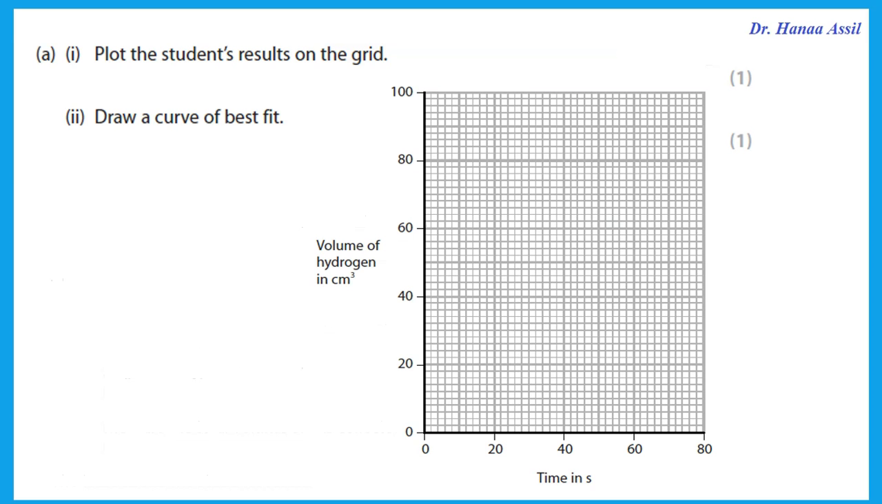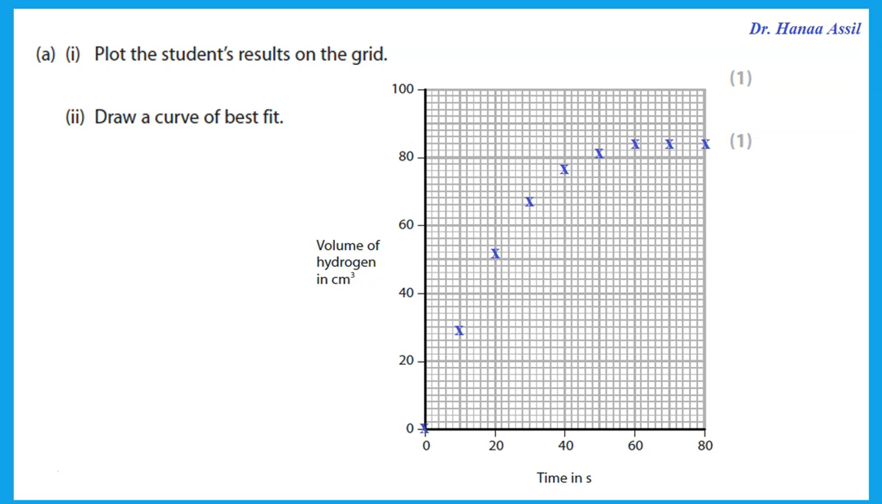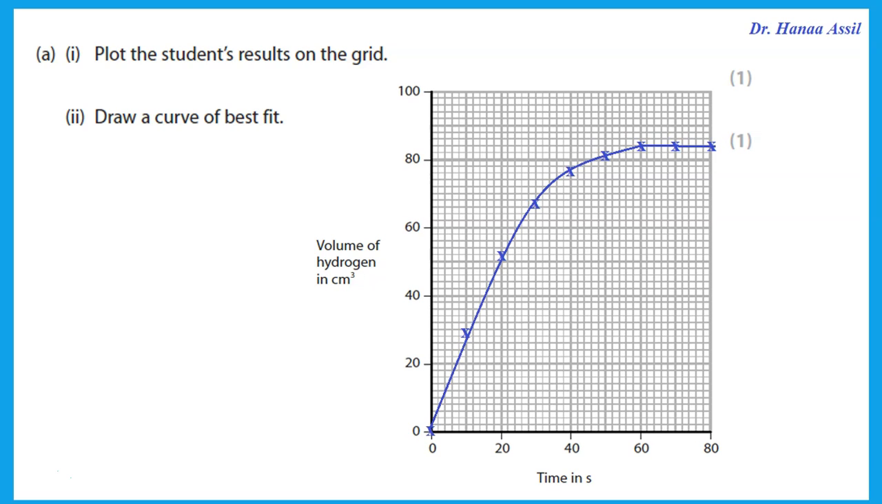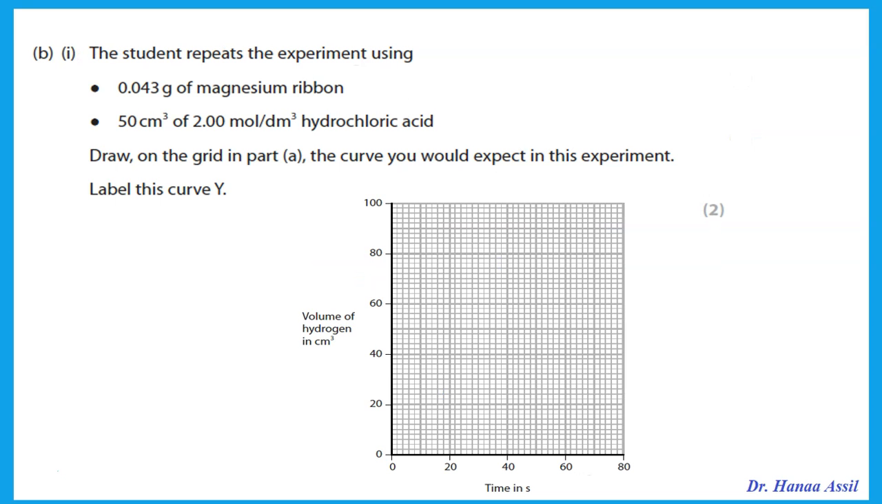So we have this, and we are required to plot the students' results. The graph is already drawn out for me, and we just need to plot the points. So we plot the points using small x's. Then we are required to draw a curve of best fit, and then the student repeats the experiment using 0.043 grams of magnesium, 50 centimeter cubed of 2 mole per decimeter cubed.